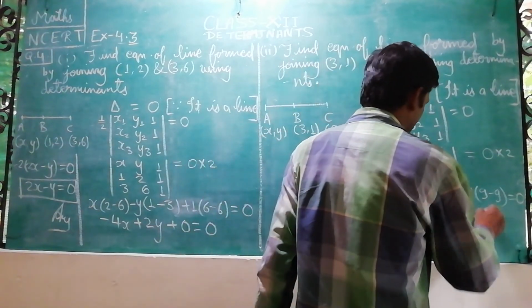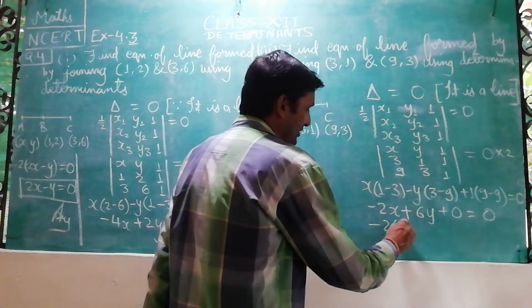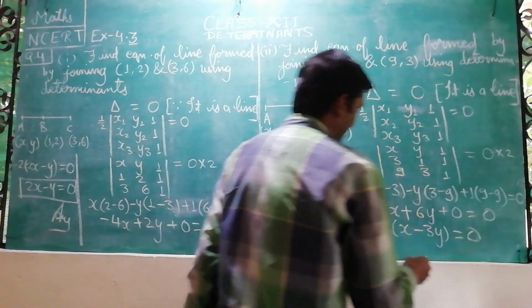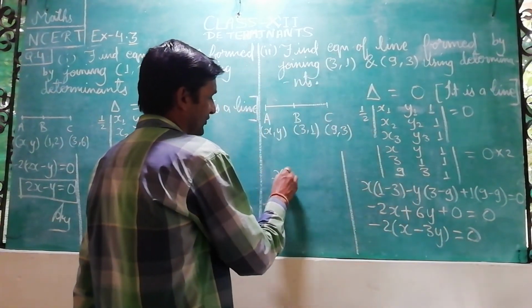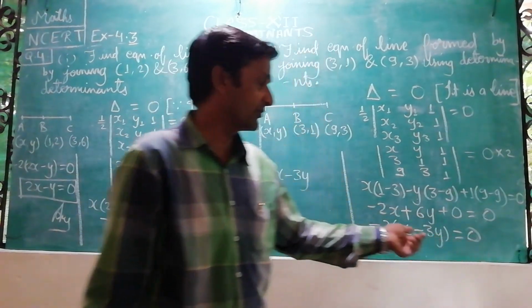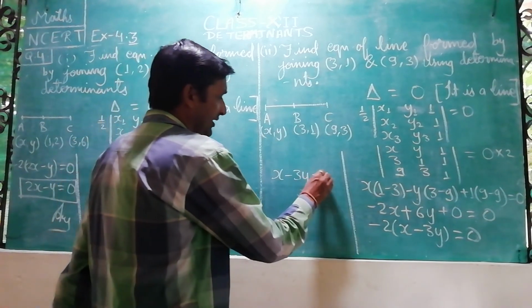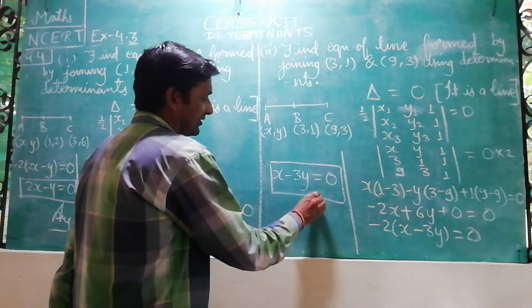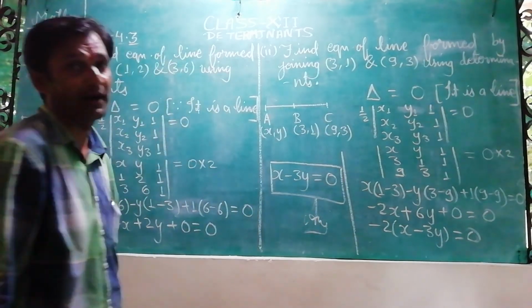So it is equal to 0 again. Now minus 2 can be taken common, so it becomes x minus 3y equal to 0, or x minus 3y equals 0 upon minus 2, which is 0 only. So it is x minus 3y equal to 0. This is the final answer for question number 4, second part. It is over.